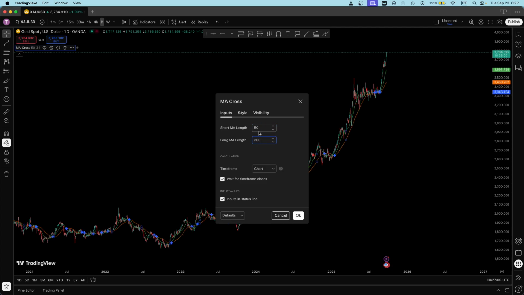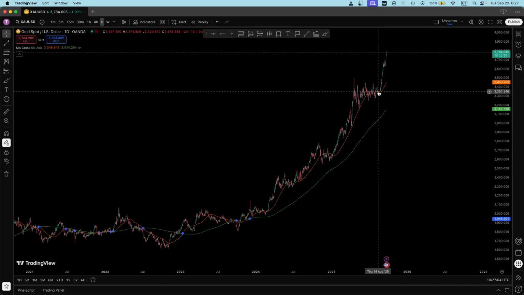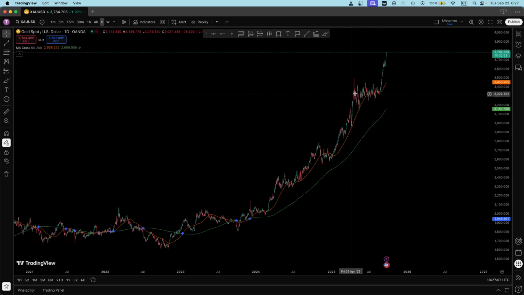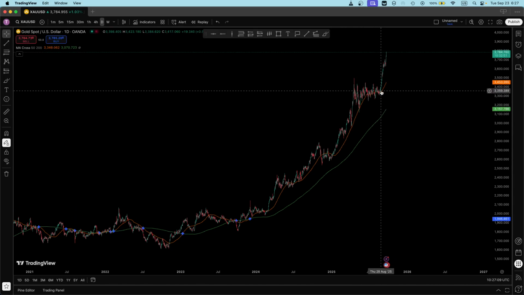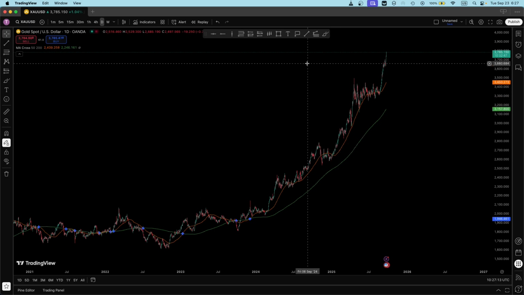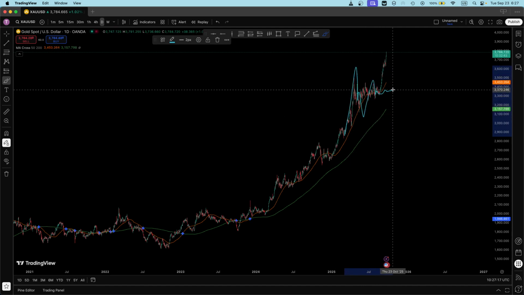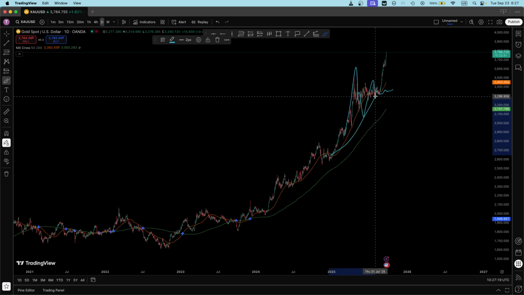What this 50 and 200 means is it's looking at the 50 days of past prices and then averaging them out. So you will be cleaning the noise of this chart. See, the chart is basically moving like this. So the moving average is just smoothing everything out.